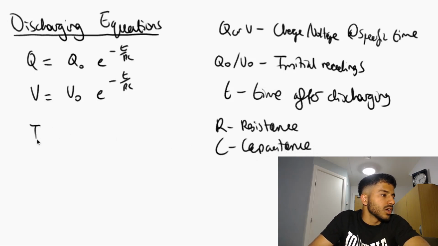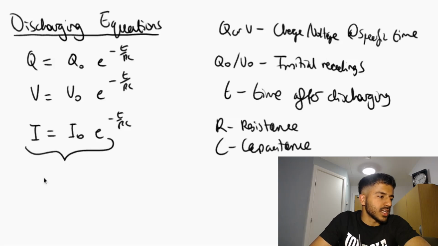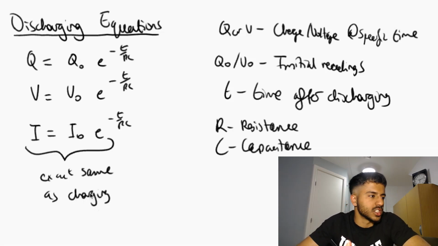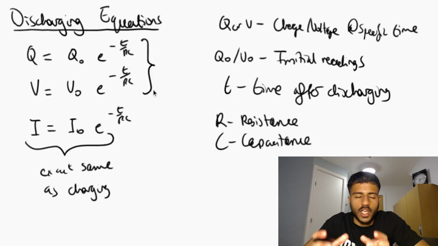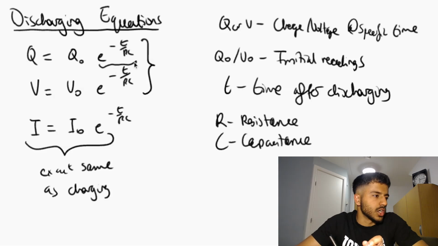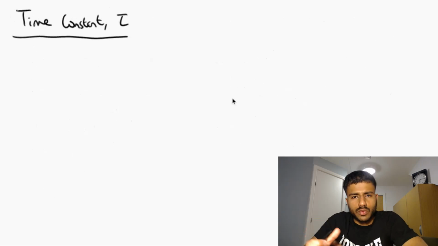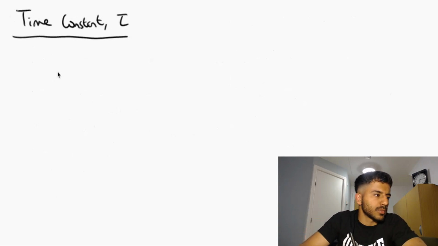And for current, you actually see that I is equal to I naught e to the minus t over RC, which you may realize is the exact same as the charging equation. And remember, we get this equation by differentiating the charge equation here. And the two charge and voltage equations are quite similar to those of the charging equations. But in charging, it's 1 minus this e to the minus t over RC, but in discharging, there is no 1 minus. And as for discharging, we also have this time constant concept.